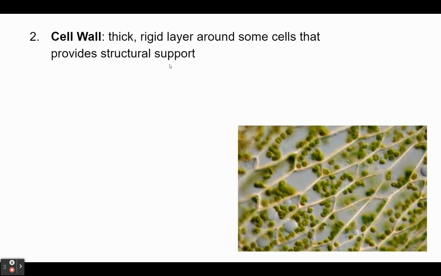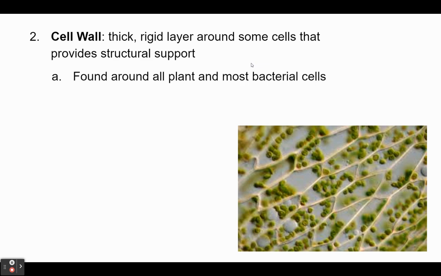Our second cell structure is our cell wall. So we just had the cell membrane, now we have the cell wall. The cell wall is a thick, rigid layer around some cells that provides structural support. The cell membrane, you saw it in that moving image, was thin, it was flexible. The cell wall is not. It is thick and it is very, very rigid. It is not found around all cells. It is found around all plant cells and most bacteria cells, but notice it is not found around animal cells, and that's what keeps you flexible and keeps your tissues flexible.